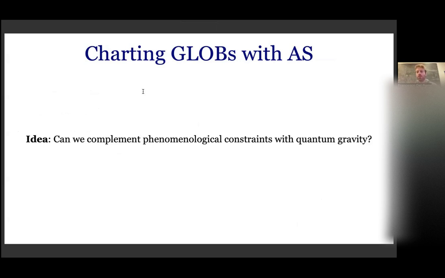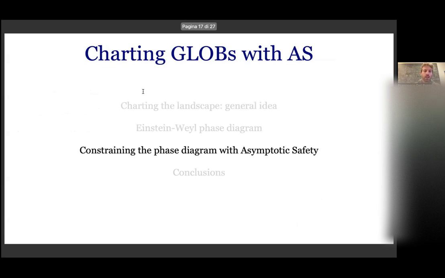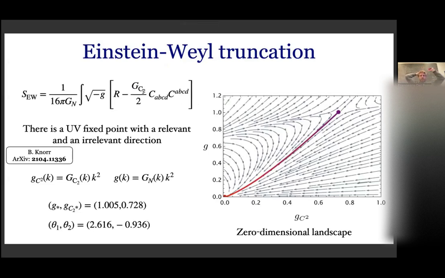And in particular, of course, I will talk about asymptotic safety as the ultraviolet completion, or as the quantum gravity theory in this particular case. So this makes me come to this point where basically we want to use asymptotic safety to constrain the whole phase diagram. So how do we do that?